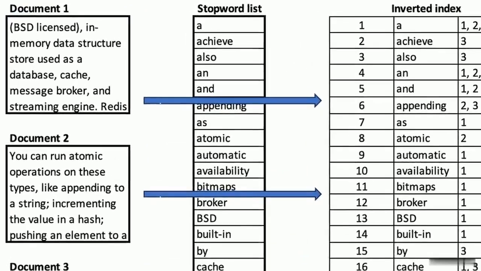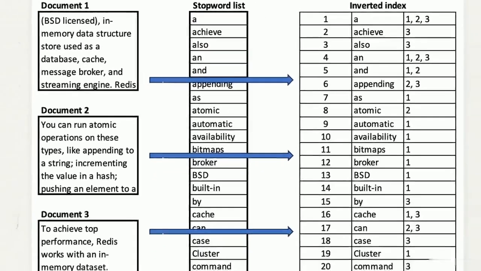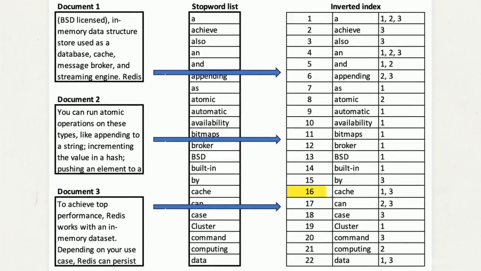Following the blue arrows through the stop word list in the center, the system strips out grammatical noise, like "or" and "and," and maps out the remaining terms. Look at the inverted index table on the right. Terms like cache or data map directly back to the exact numeric document IDs that contain them.